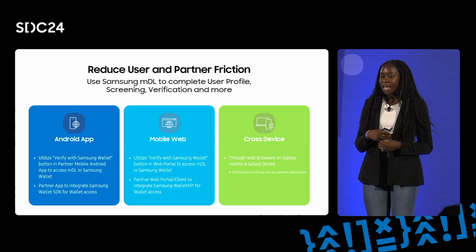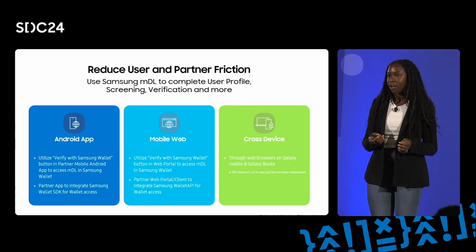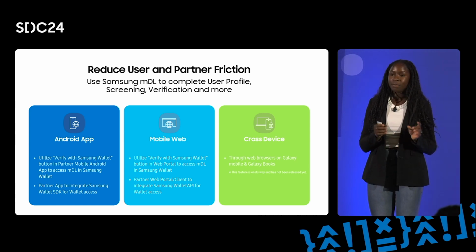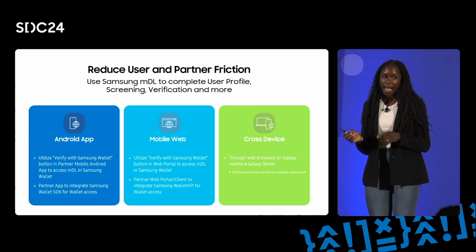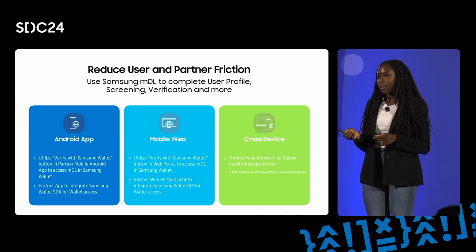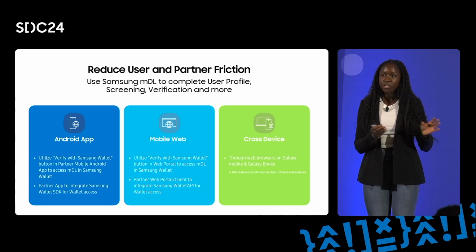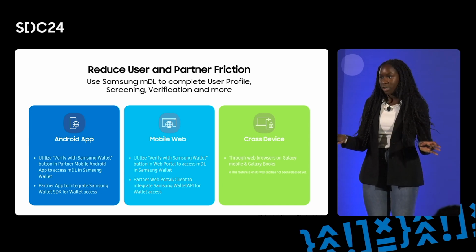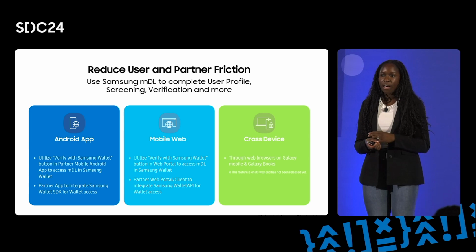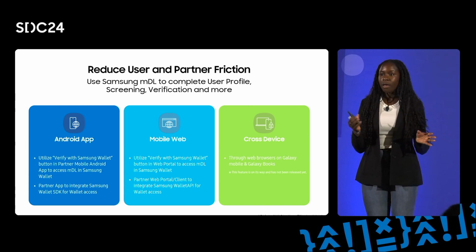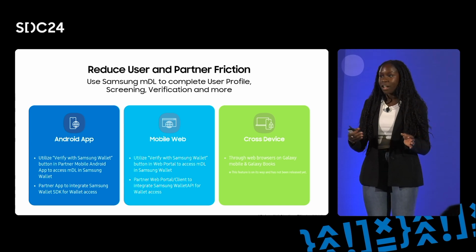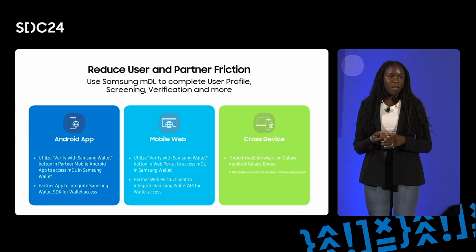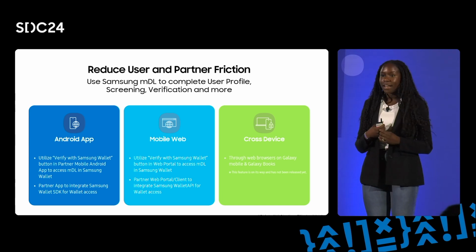We have prioritized these two channels, which do require the partner app or website to be on the same device as the Samsung Wallet app. But we are working with certain partners to develop cross-device support where the partner service and Samsung Wallet app can be on two different devices. So for example, the Samsung Wallet app could be on a mobile phone, but the user could be trying to verify their identity on a tablet. If you have more questions about these use cases I've highlighted here or implementation, you can reach out to us at our booth.